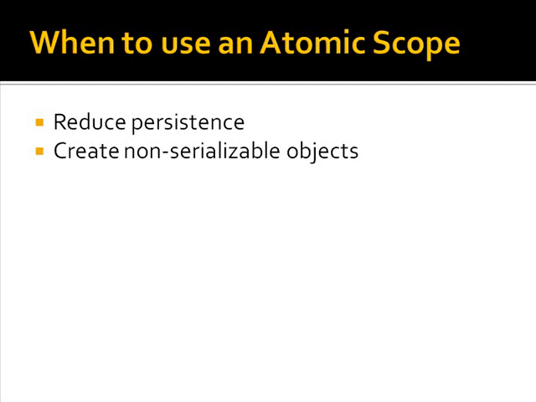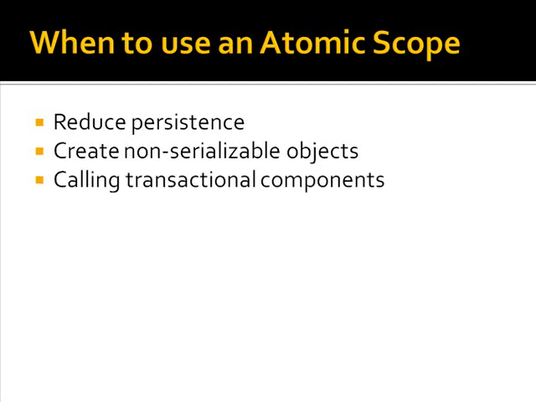So we've now got two reasons for using an atomic scope. When do we need to use it? Reducing persistence in orchestrations and increasing performance, and creating non-serializable objects. So far, those are probably the two most common scenarios for using the atomic scope, and none of them have anything to do with actual transactions in business processes, really.